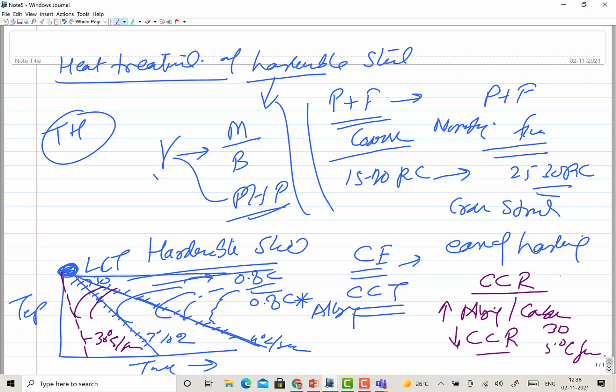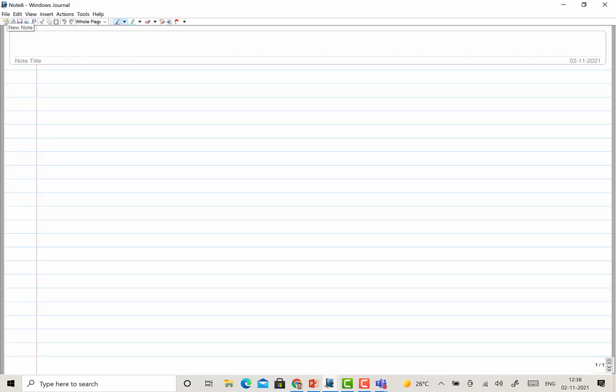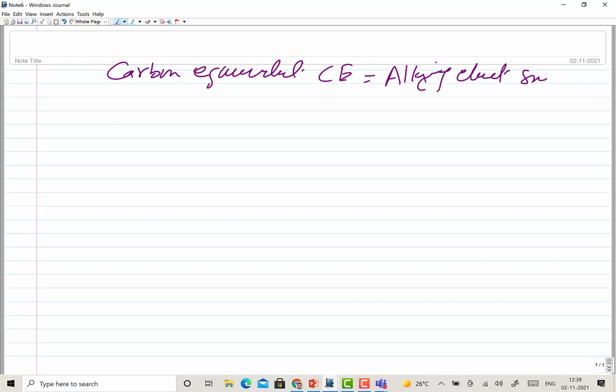So how do we account for the role of the alloying elements? To account for their role on the critical cooling rate, and accordingly on the ease of transformation, we link it with the carbon equivalent. Carbon equivalent is a parameter, CE, which accounts for the effect of alloying elements similar to that of carbon. Carbon helps a lot in transformation hardening, and all the alloying elements which behave by and large similarly to carbon have their effect taken into account using the parameter CE.